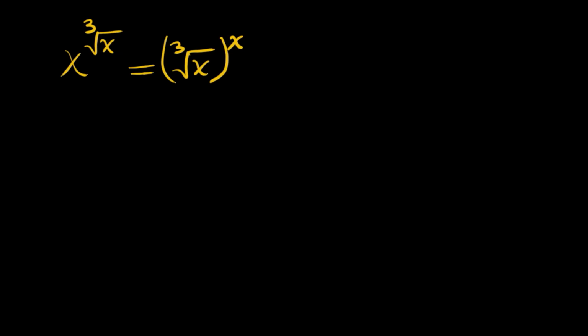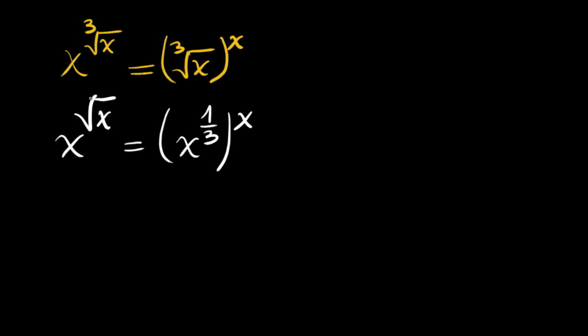We have a nice equation. x to the power of the cube root of x is equal to the cube root of x to the power of x. Now let me write this right hand side as x to the power of 1/3 to the power of x. And we have x to the power of cube root of x on the left hand side. Here we can also write x to the power of x over 3, and we have again x to the power of cube root of x.